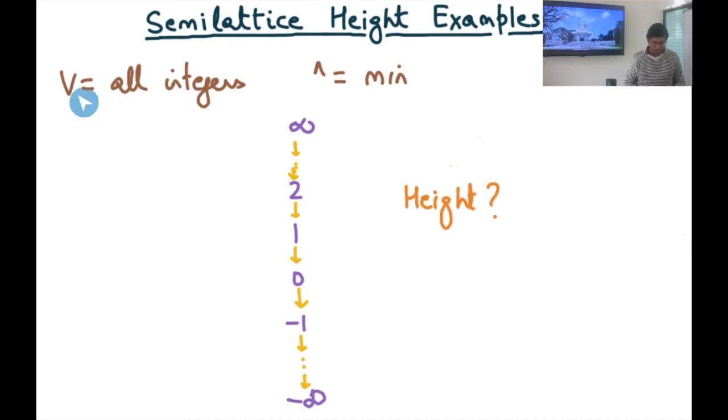So let's say V equals all integers, and let's say the meet operator is the minimum operator. It's going to take the minimum of two values. So if I was to draw the semilattice diagram, and we have seen this before, it's going to be infinity, dot dot dot, 2, 1, 0, minus 1, minus 2, dot dot dot, minus infinity. What is the height of this semilattice? The height of the semilattice is infinity, right? It's actually an infinite height lattice.